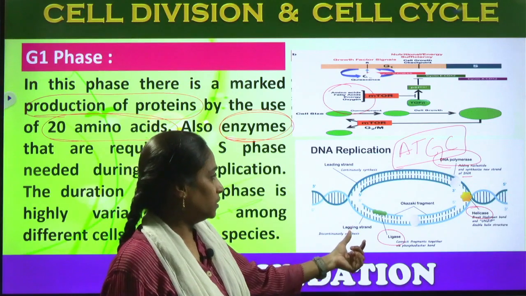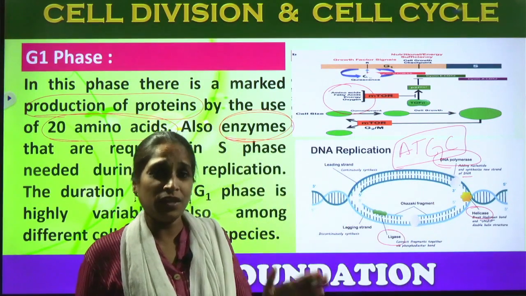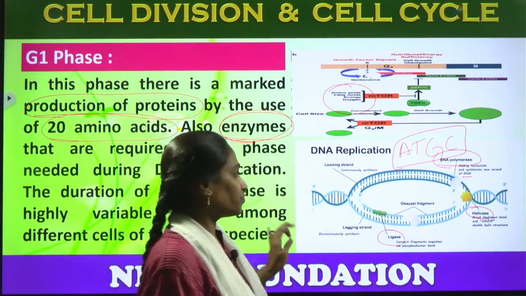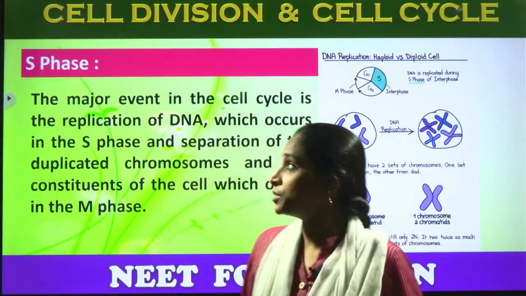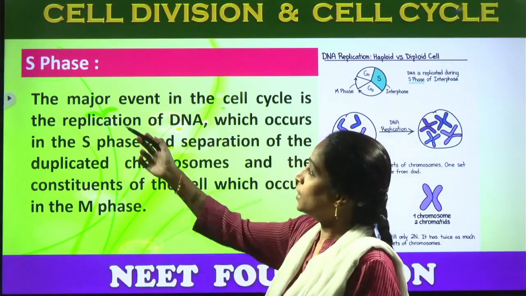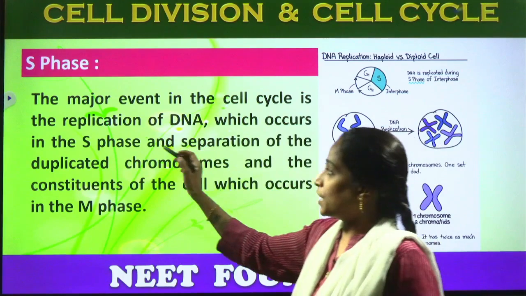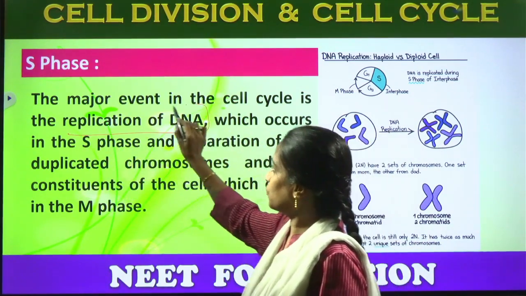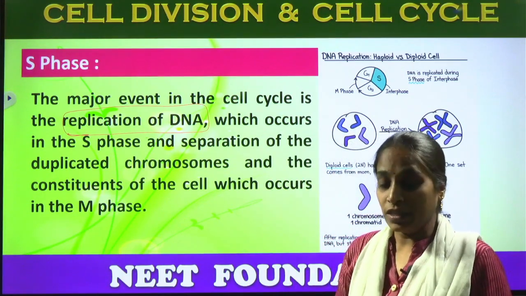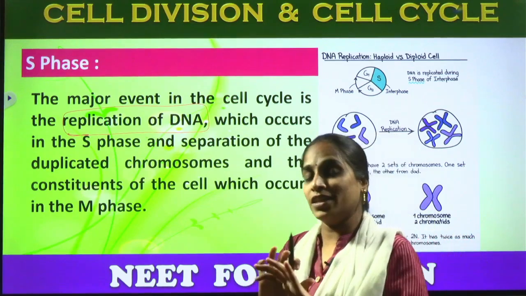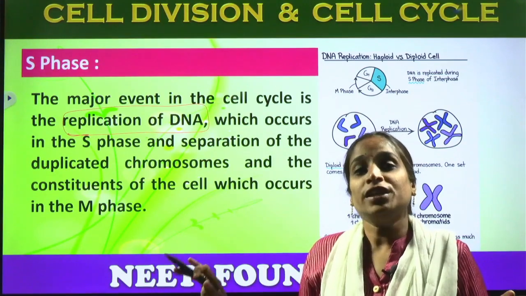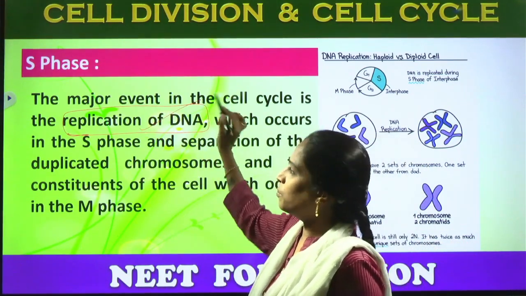This is a continuous process where a new cell is produced by the previous cell. Next, what is the next concept? After the G1 phase, we can observe the synthesis phase. In this synthesis phase, the major event in the cell cycle is replication of DNA. We must keep this in mind. Until the DNA replication is done, the chromosomes, the nucleus, the cell organelles, the cytoplasm, whatever material is present inside the cell cannot divide. So this plays a very major role.